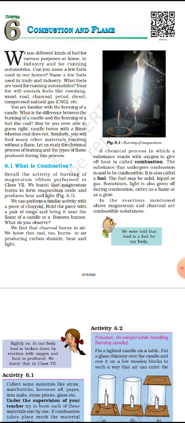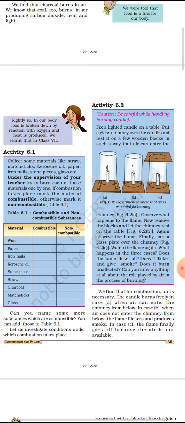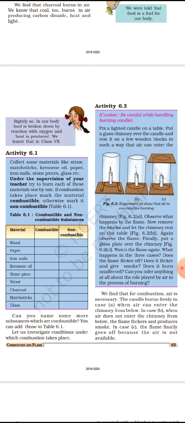Okay. Based on this, we will see one activity, activity 6.1. You can do this by yourself. You can collect some materials like straw, matchsticks, kerosene oil, paper, iron nails and many other materials, and find out whether the substance is combustible or non-combustible. Combustible means it burns easily by the reaction with oxygen. If it cannot burn easily by the reaction with oxygen, it is called non-combustible. Some of the materials are given. You can find out by testing whether each is combustible or non-combustible.